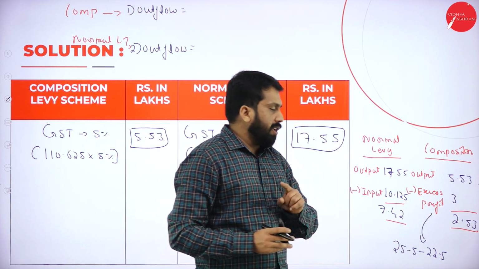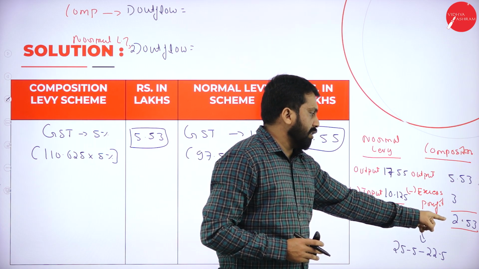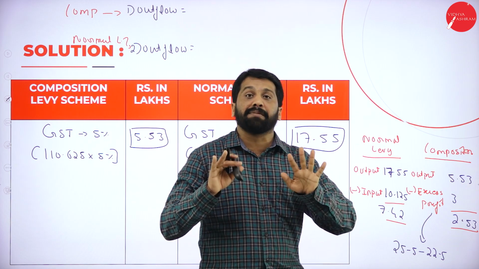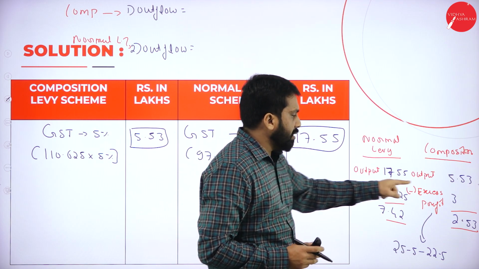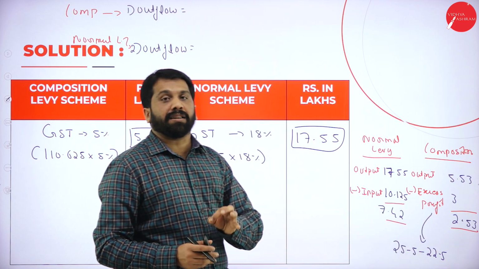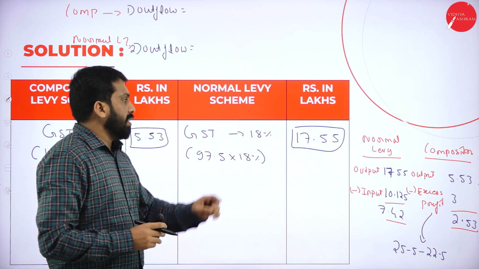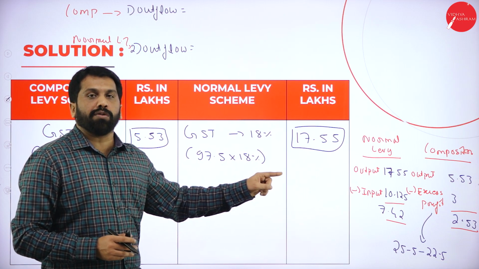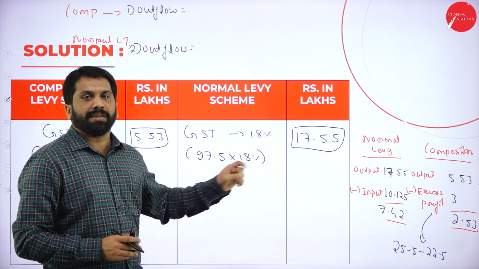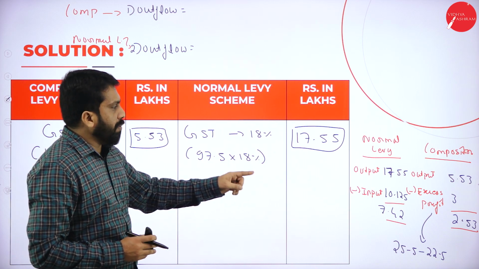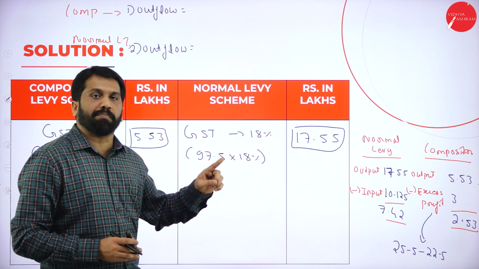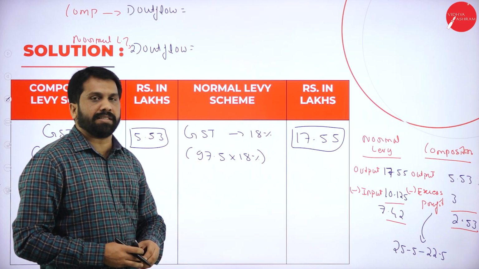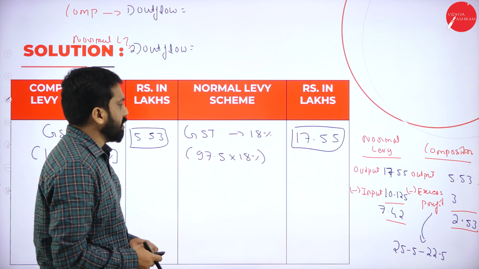Which is better? If you go for composition, you have to pay only 2 rupees. If you go for normal, you have to pay 7 rupees. It is expensive, it is cheaper. So, the conclusion is, you have to write composition scheme has to be accepted because the outflow is lesser than normal levy scheme. Clear? Hope you are clear. Yes, good.